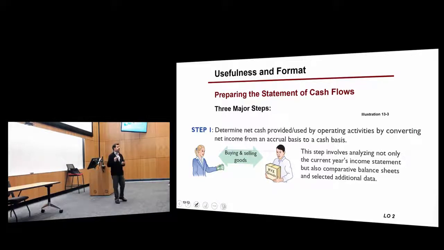Operating activities. Then you have investing activities. And finally, you have financing activities. Okay? Now, there are 3 major steps in preparing the statement of cash flows.